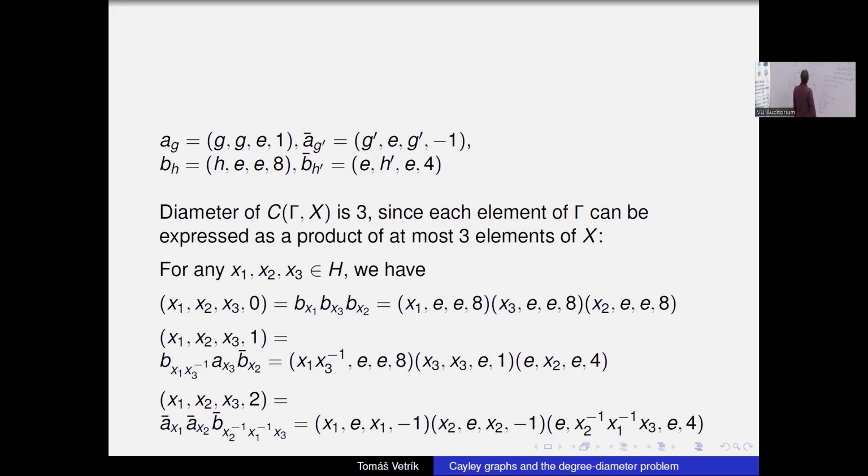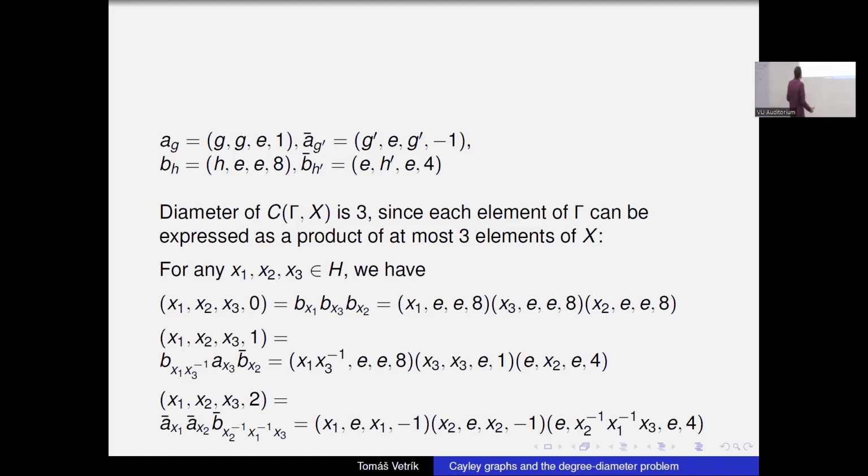6 plus 8 is 14. Modulo 9 is 5. And 7 will be 8 plus 8. 8 plus 8 is 16. Modulo 9 is 7. So as you can see, every non-identity element can be expressed as a sum, we are saying now sum instead of product because we are using an additive group, of at most 2 elements. Look, this one is expressed by 2 elements, 2 elements, 2 elements, 2 elements, and this one is 1 element. Therefore, the diameter of the graph is 2.